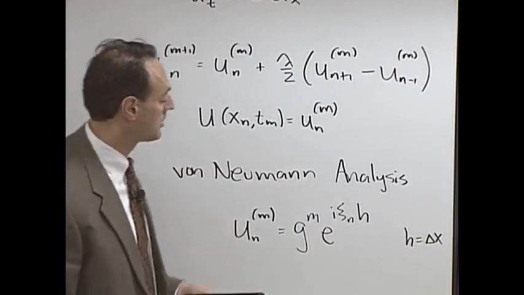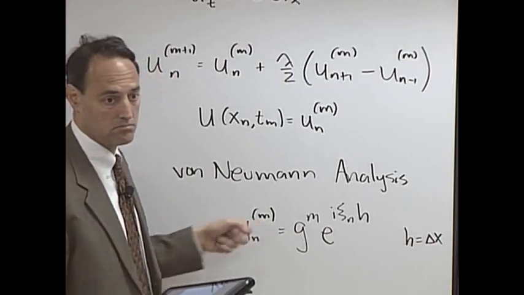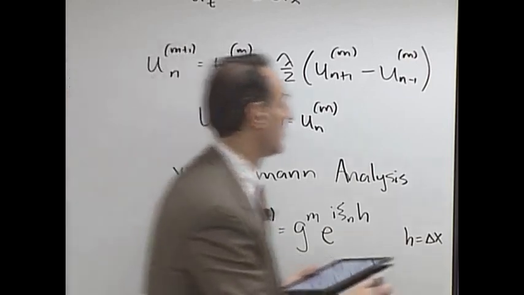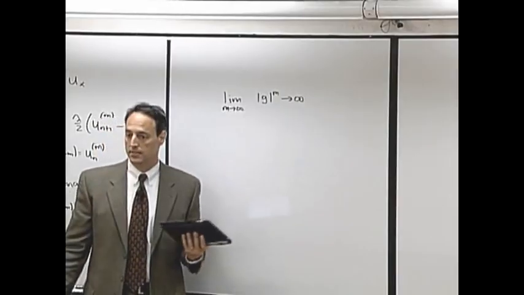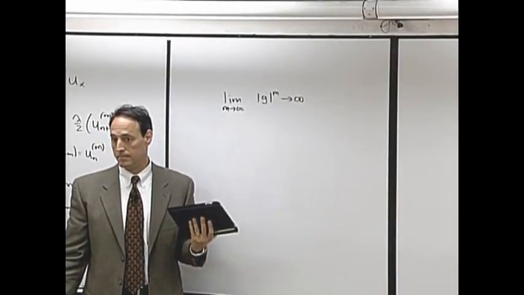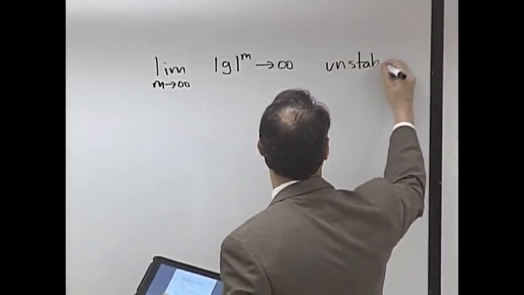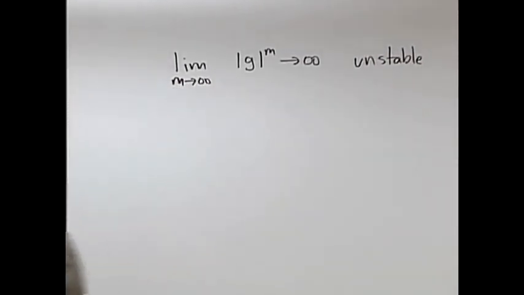And I can just ask the following question. What does it mean to be stable? Well, if I'm going to iterate forward m and take m to be going to infinity, then what I really want to know is the following two things. In the limit, as m goes to infinity, does this thing go to infinity? Because if it does, my scheme's going to blow up. Okay? So if you have that, then this would be an unstable scheme. Okay? I'm sorry, is it true that U sub n equals G to M E?